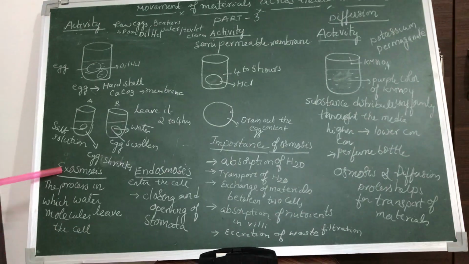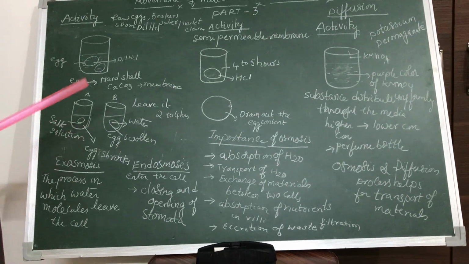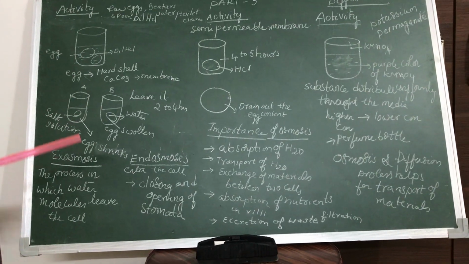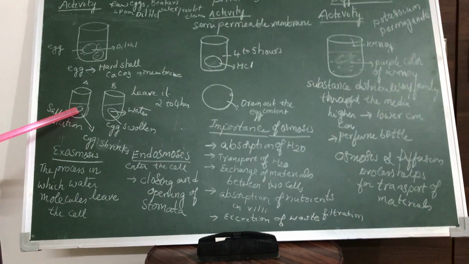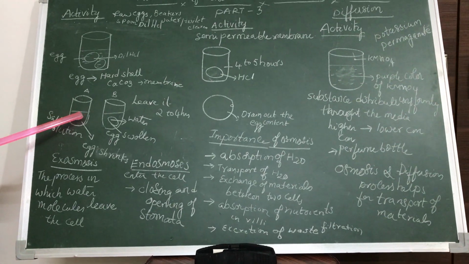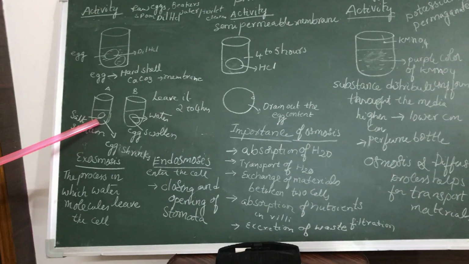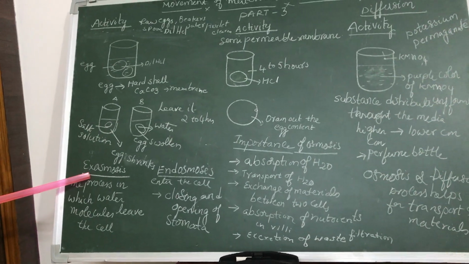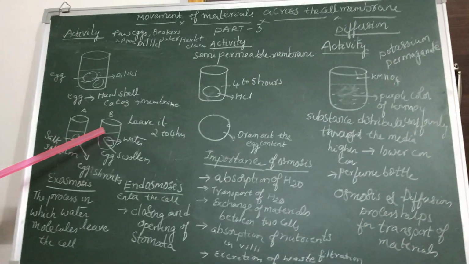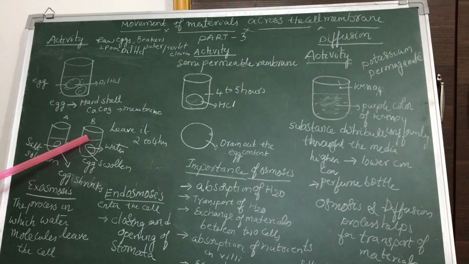Exoosmosis. Why is it called exoosmosis? Exo means to leave out, to come out. So why has the size of the egg shrunk? Because the water that is present inside the egg cells has entered into the salt solution, and this process is called exoosmosis.